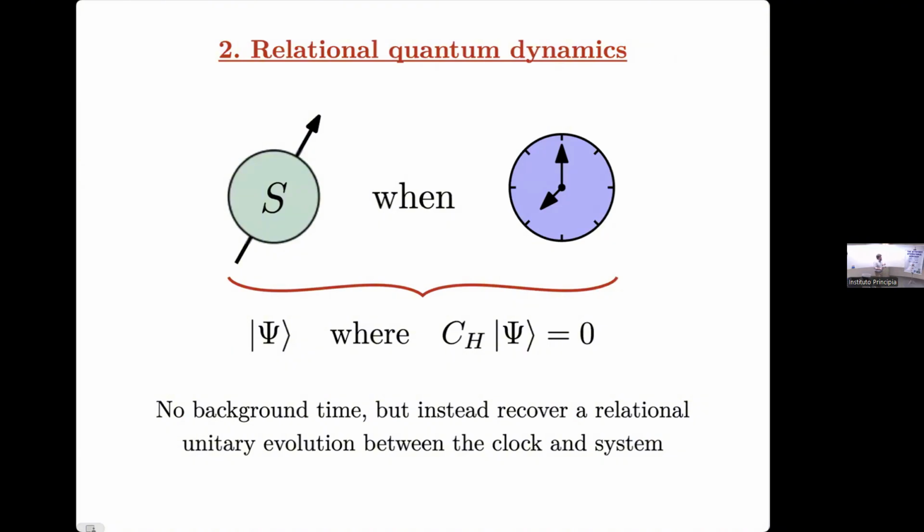I want to use those clocks to talk about relational quantum dynamics. The big idea here is we're going to have some Hamiltonian constraint, CH, and we're going to demand that the physical states of our theory are annihilated by that constraint. The question is then, how do we recover an internal notion of dynamics? I want to use these covariant POVMs to do that.